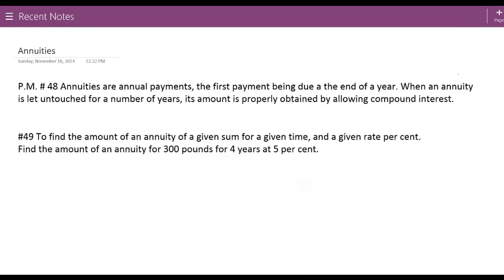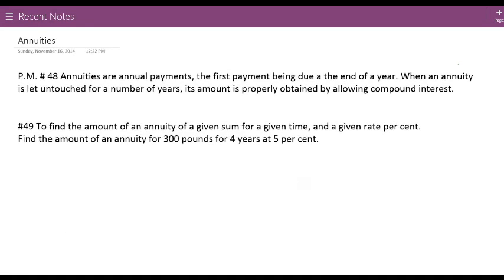Tonight we're going to talk about annuities, looking at pure mathematics, section 48 through 51. Section 48 says annuities are annual payments, the first payment being due at the end of a year. When an annuity is left untouched for a number of years, its amount is properly obtained by allowing compound interest. So you make that payment every year, but then if that continues, you also add in compound interest.